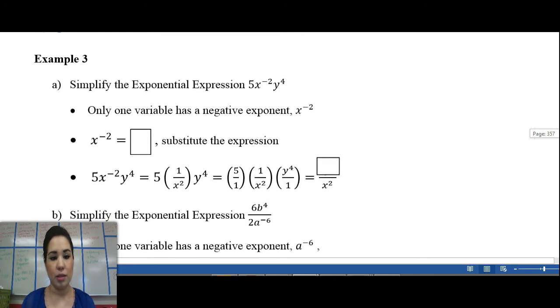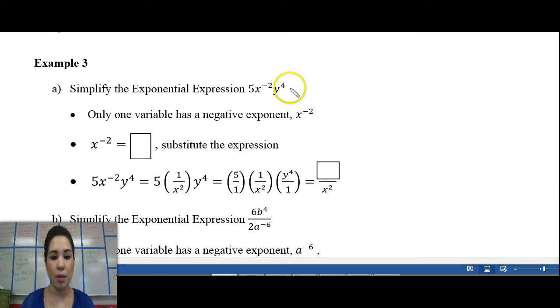Okay, let's take a look at this problem. Now we're going to apply everything that we know. Simplify this expression: 5x to the negative 2, y to the 4th. We have two variables, but none of them have something else that we can combine it with. So in this case, it's just x, and it's just y. x is the only one that has a negative exponent, so that means I can't keep it up here. It has to go down to the denominator. So what's that going to look like? That's going to be 5.